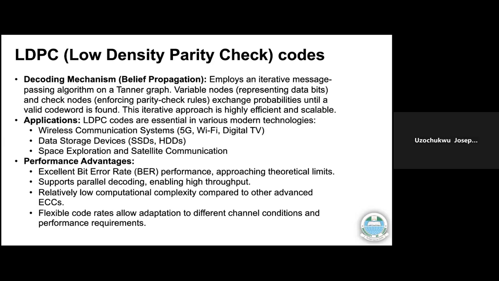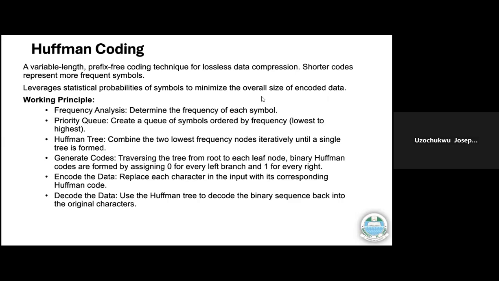So basically, Huffman coding is a run length limited code, which is also prefix free, that allows for lossless data compression. What this means is that letters or bits with higher frequencies are assigned shorter code values in order to allow for compression and lower memory use. So the working principle is, first, we determine the frequency of each symbol.